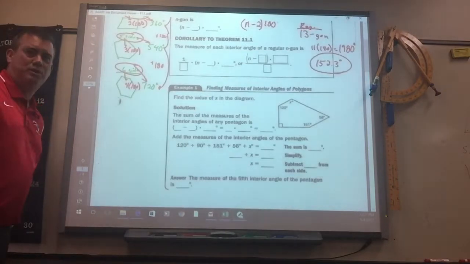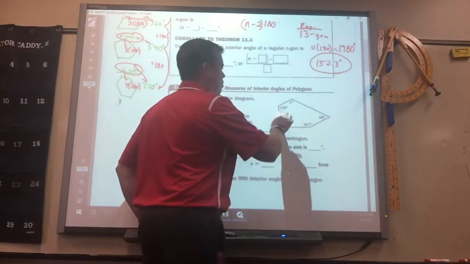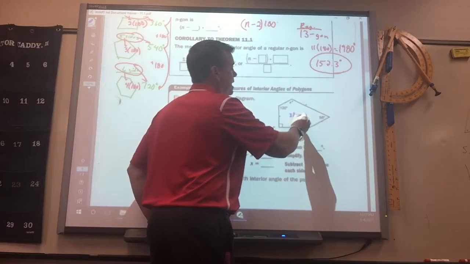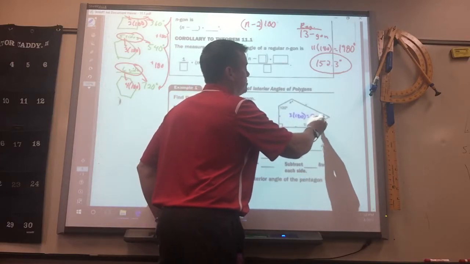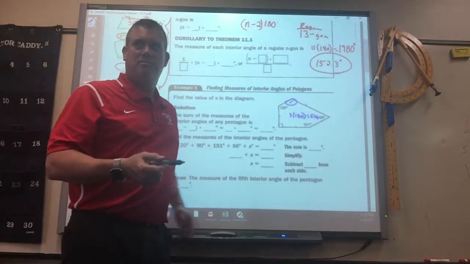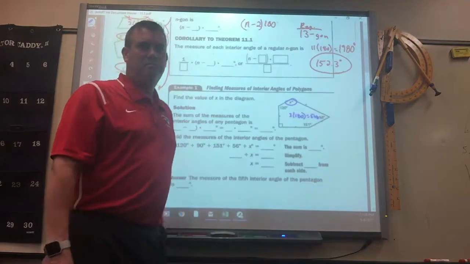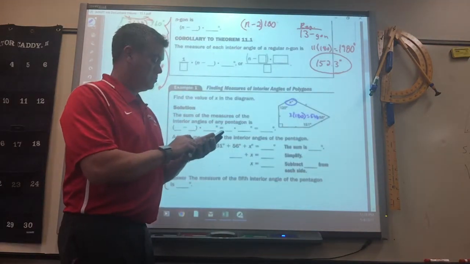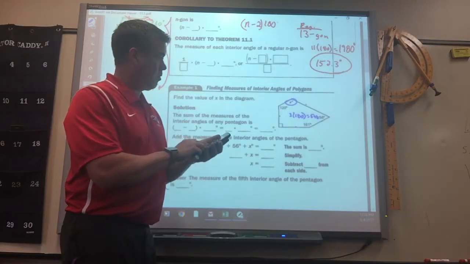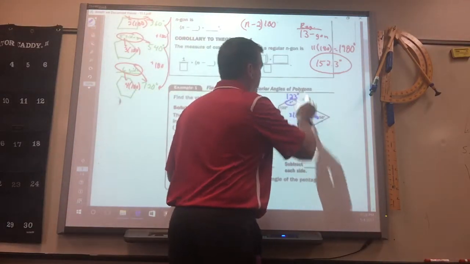It's kind of working towards the areas of regular polygons. So here there's 1, 2, 3, 4, 5 sides. If we take 3 times 180, we get 540. To figure out what the missing angle is, everyone knows what you do: subtract them all up. Take 540 and subtract this, this, this, and this. So that would make this a 123 degree angle.